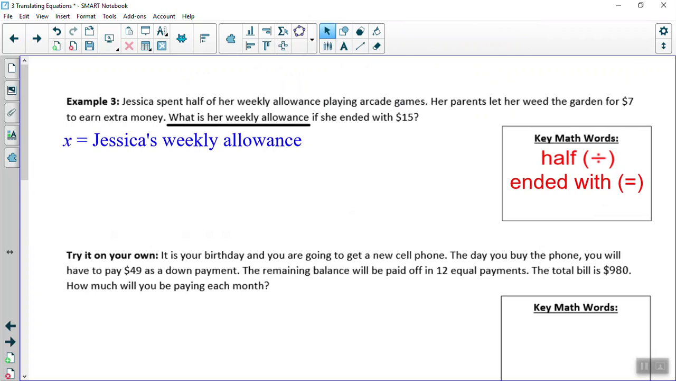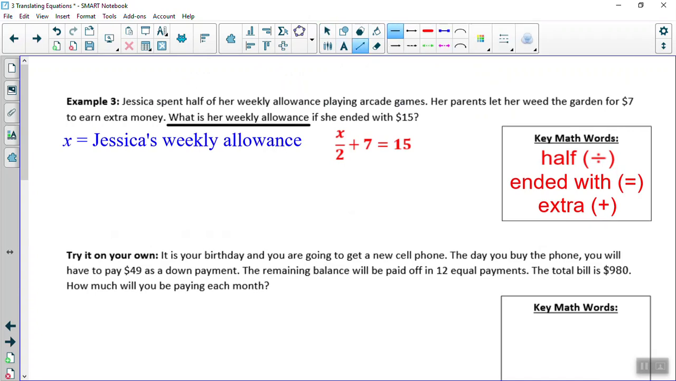If she ended with $15, and then extra. Her parents let her weed the garden for $7 to earn extra money. So there's our plus. So let's see what we have. We have half of her weekly allowance, so it's going to be this divided by 2, plus $7 to earn that extra money. If she ended with $15, so then equals 15. So there's my weekly allowance cut in half plus 7 equals 15.